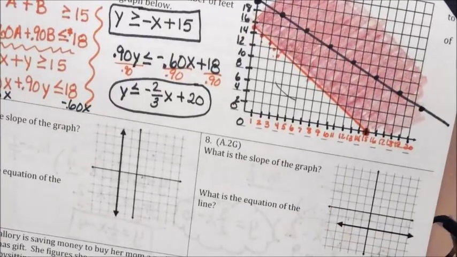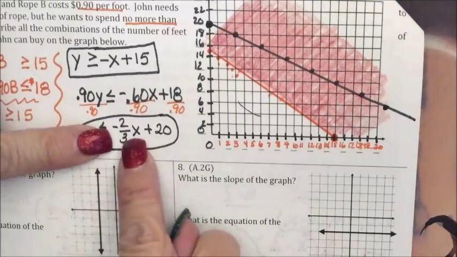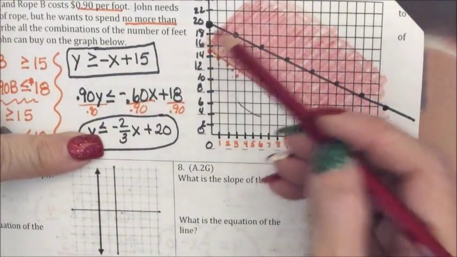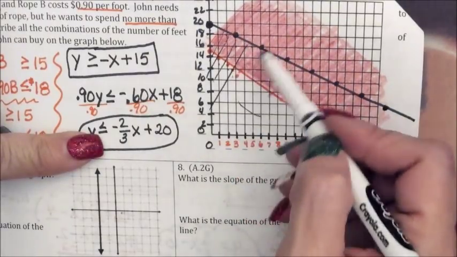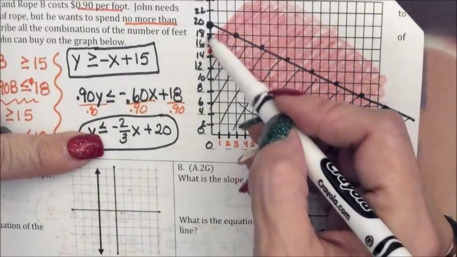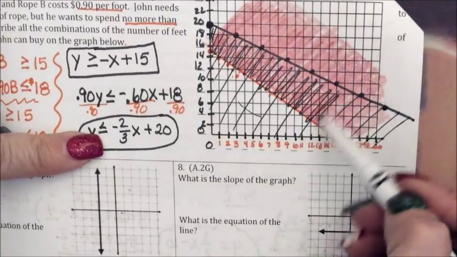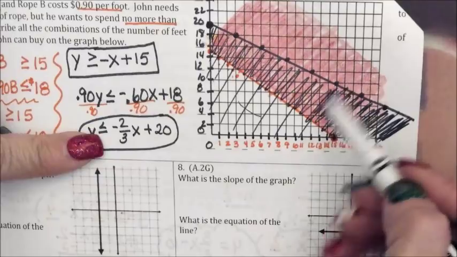Now, this one is going to shade down, right? Because it's less than, so it's going to shade this way. I guess I'll use black. It would go this way, right? So that means all this area right here in the middle, this is the overlapping area. So all possible combinations would be in here somewhere. Right?